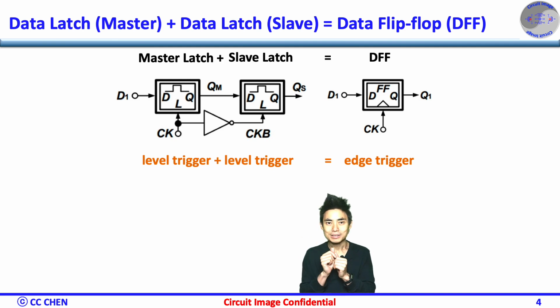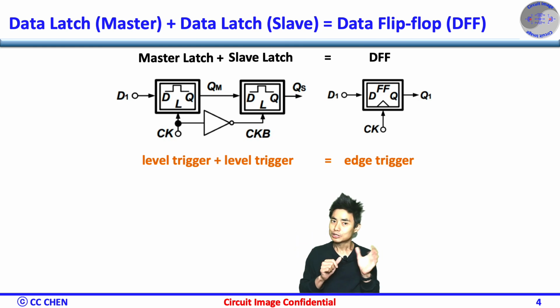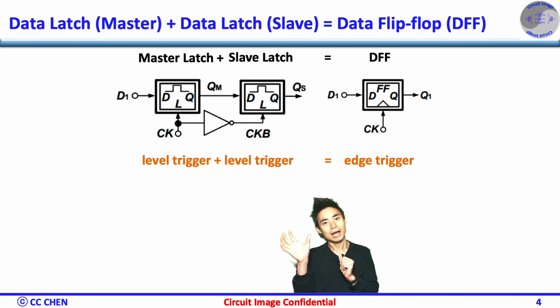This arrangement allows for data transfer from the master latch to the slave latch during a clock cycle, resulting in the behavior of a data flip-flop. Again, the data flip-flop is the fundamental component in sequential circuit design, enabling the storage and manipulation of digital data in synchronous operation.